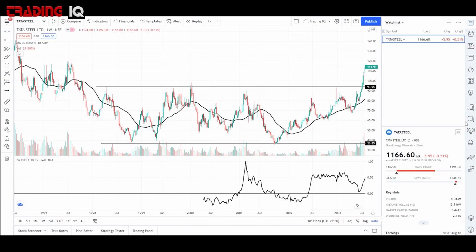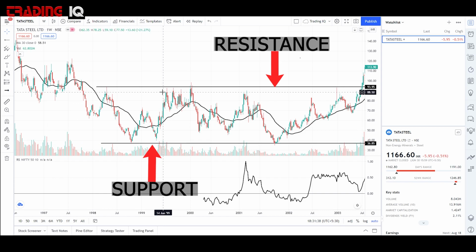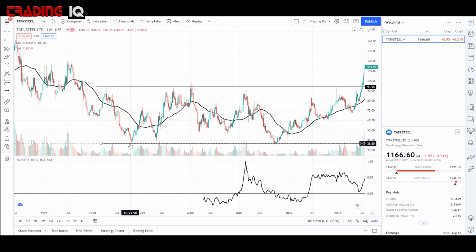For the purpose of today's video, I'm going to use the same chart of Tata Steel. In my previous video, I shared how you can draw support and resistance levels. On this chart, this is support and this is resistance. Let's recap why this is called support and why this is called resistance. Price was getting supported at this level, thus it is called the support, and this level is resisting the price from going above it, thus it is called the resistance level.